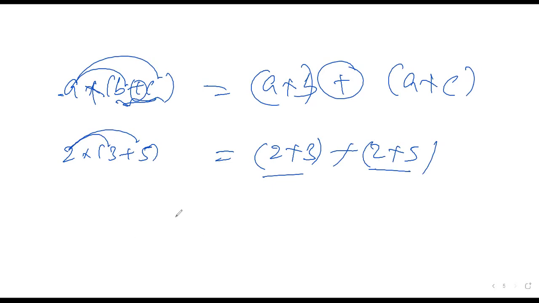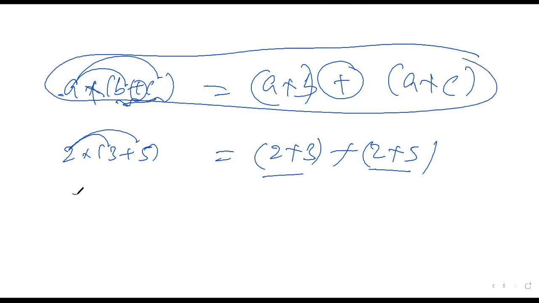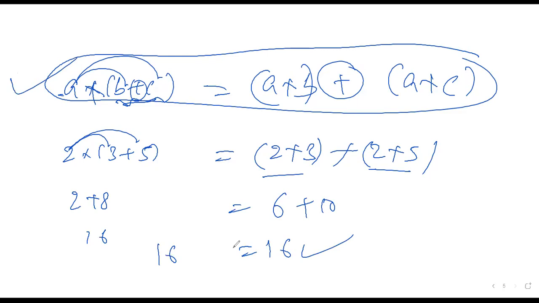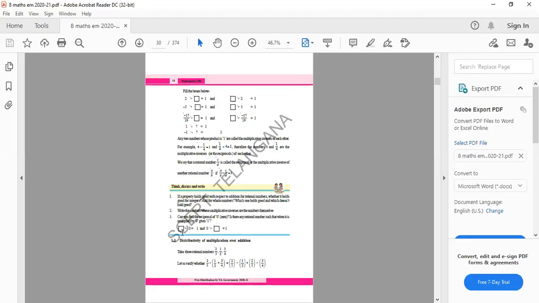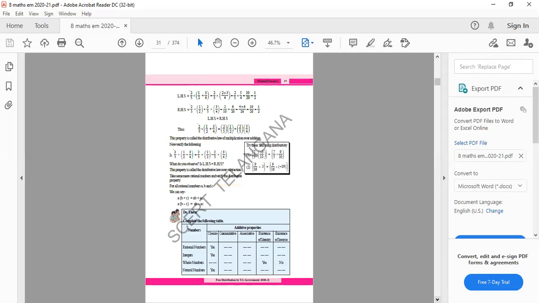Now clear? First of all, we get the same answer. 2 into 8, 16 will come. 2 threes are 6, 2 fives are 10. Answer 16 is equal to 16. The answer is valid, that is, the property is valid. Now, what they are telling is distribution over the addition. LHS is equal to RHS, it is valid.